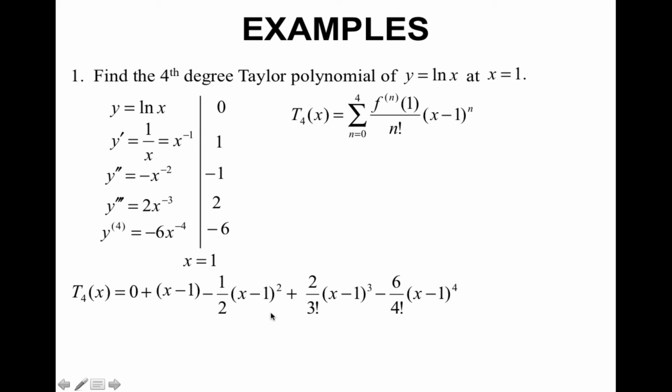And I can even simplify this even more. So with the factorials, we know that 3 factorial is 3 times 2 times 1, which means that the 2 and the 1 in the denominator cancel with this 2 on top. As well, the 4 factorial, which is 4 times 3 times 2 times 1, will cancel out with the 6, if I expand it out as 3 times 2 times 1. So therefore, I'm left with the following Taylor polynomial.